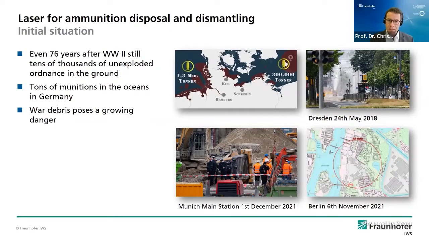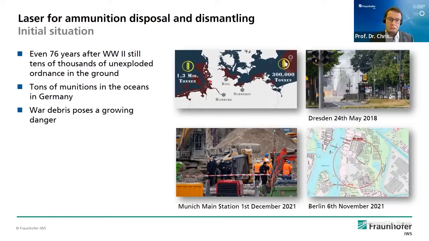And here are some accidents that happened, or some issues that occurred with construction, where they discovered these ammunitions. So identifying and then disposal and maybe recycling of these ammunitions is key.